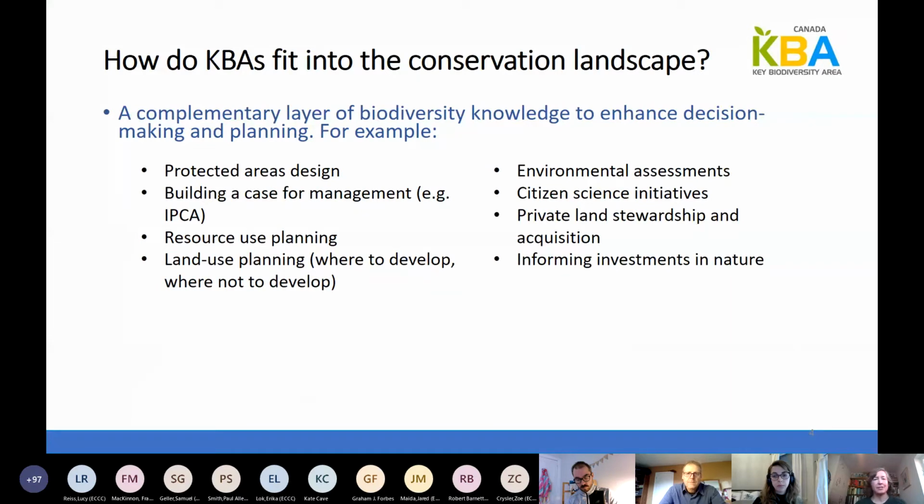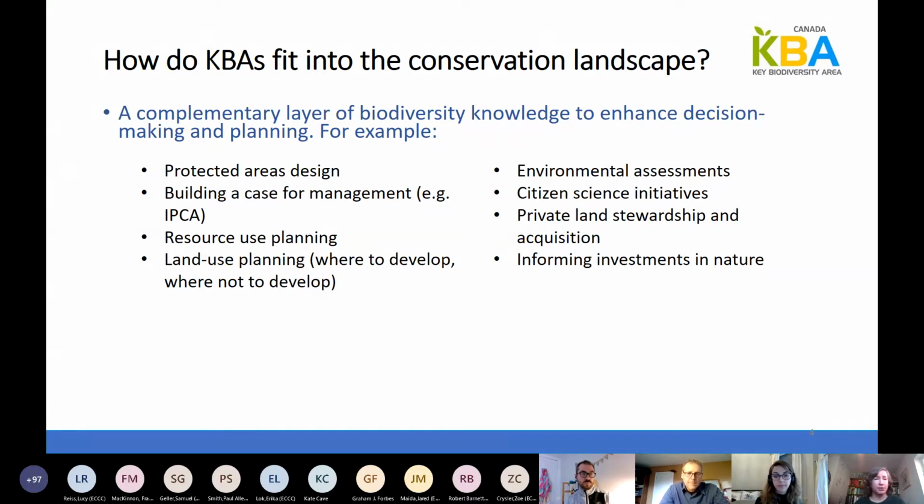So how do KBAs fit into the conservation landscape? And that's pretty much what we're going to talk about today with both James and Dan. It's a complementary layer of biodiversity knowledge to enhance decision-making and planning. So it's information, and you can use it in any way where it fits. So it can be used in protected area design, and that was the original reason for bringing it to Canada under the Pathway to Canada Target 1 process, to try to figure out, if we're going to expand our protected area network, how can we make sure that we're capturing the right areas that are important for the persistence of biodiversity? And key biodiversity areas were chosen as one standard tool that's very robust, that everyone can understand, as one way to achieve that goal.